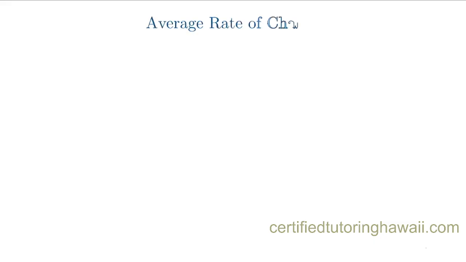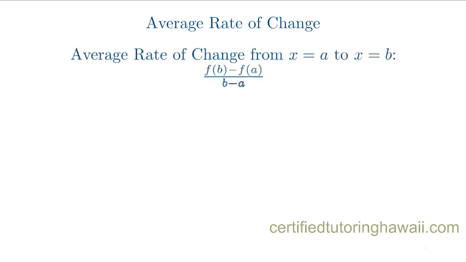The average rate of change tells us, on average, how much the output y changes for every 1 unit change in the input x over a specific interval. In other words, it's a measure of speed. We calculate this using the formula. The average rate of change from x equals a to x equals b is the quantity f of b minus f of a, divided by the quantity b minus a.